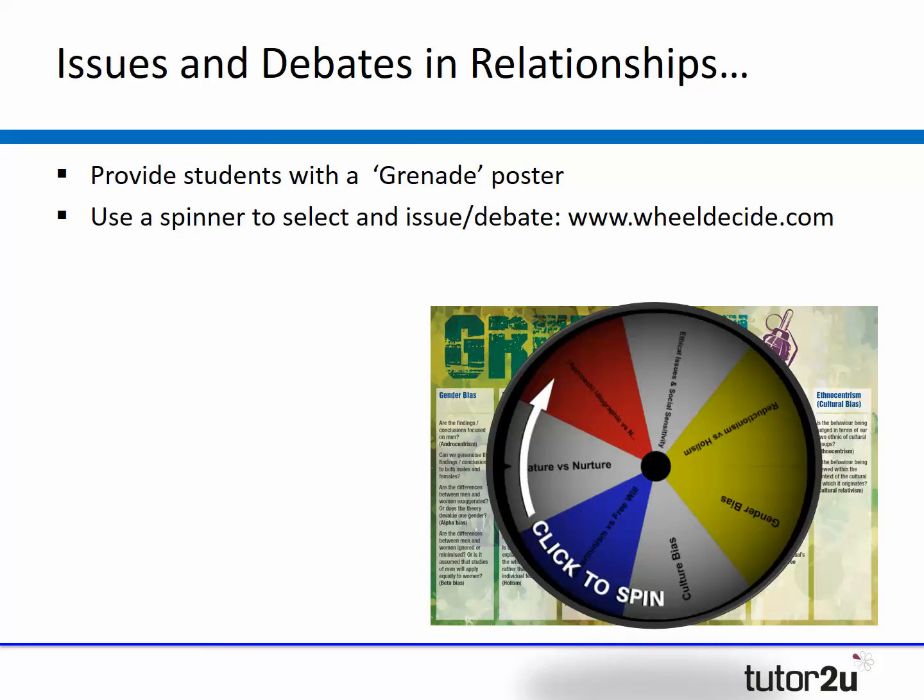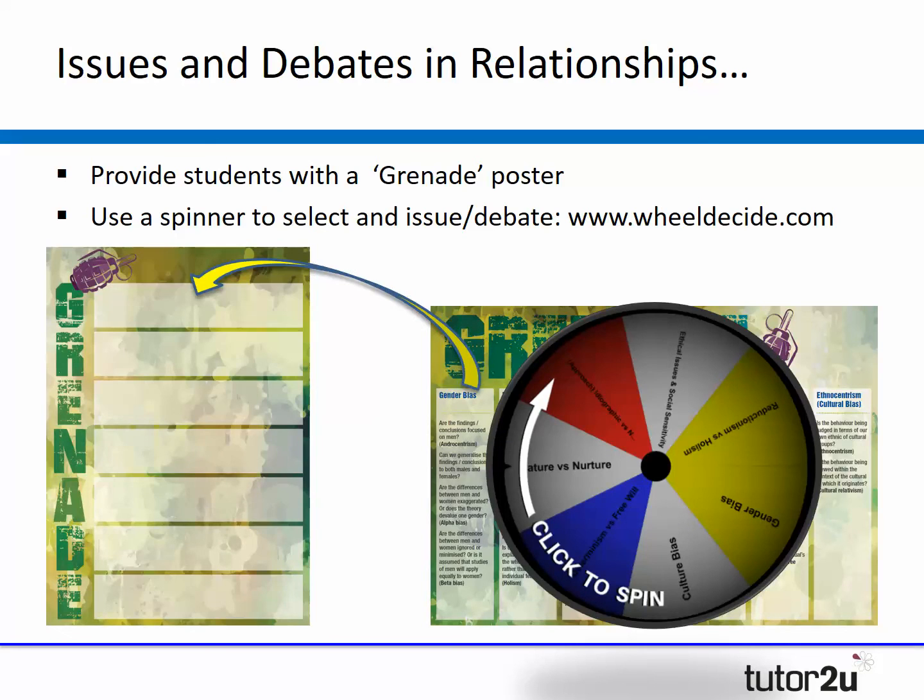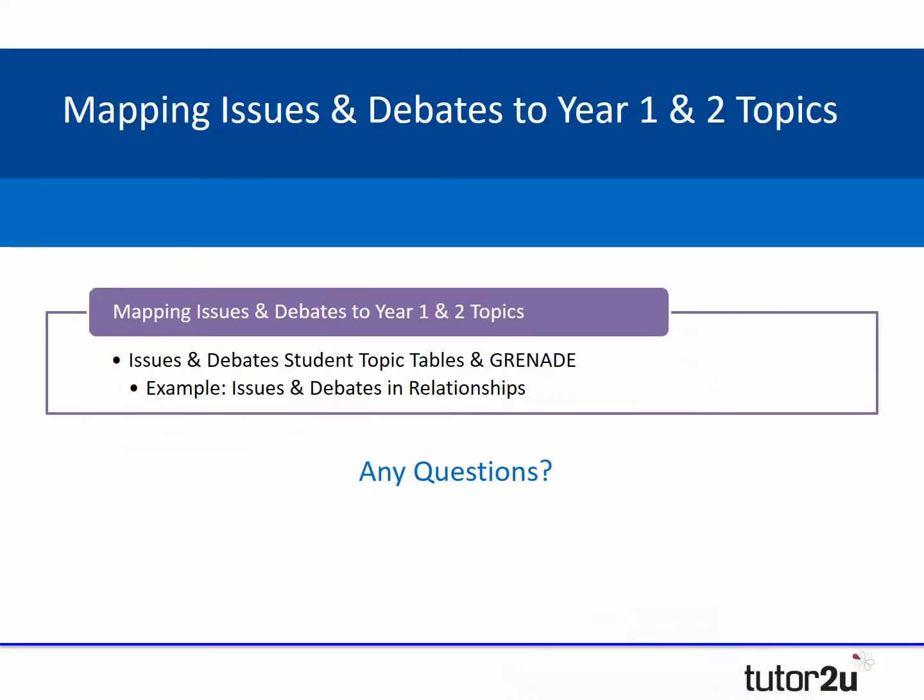Then use a spinner. You can use willdecide.com, where you put in all of the different letters of GRENADE. So you've got your gender bias, you've got your ethnocentrism, etc., all mapped out to the wheel. You then very simply spin the wheel, and whichever section it lands on, so in this case nature nurture, you would get your students to see if they can apply their knowledge of nature nurture to something in the relationships topic. And I'd be really cruel: when you spin the wheel again, they can't reuse the same topic. So if they've done filter theory for the first point, they couldn't use it again, and see just how long it is before they start to struggle to do this. But a really, really great and really fun activity you could try.